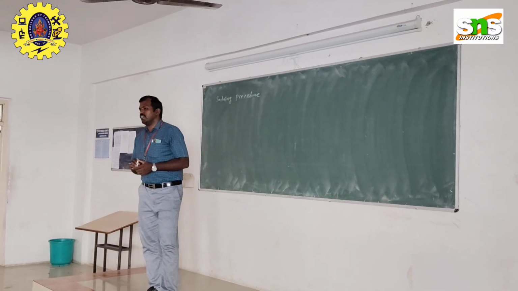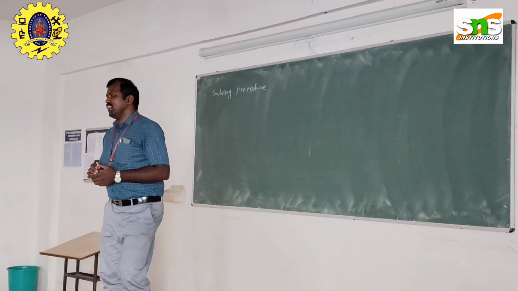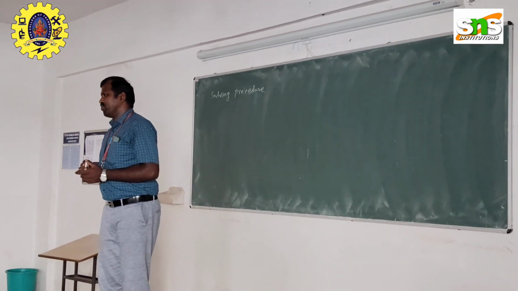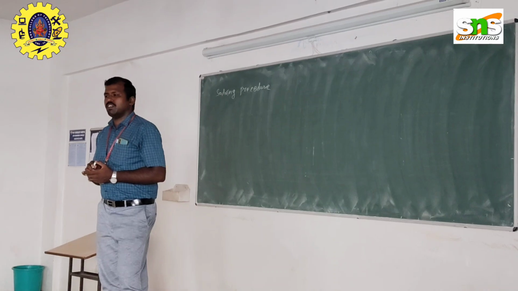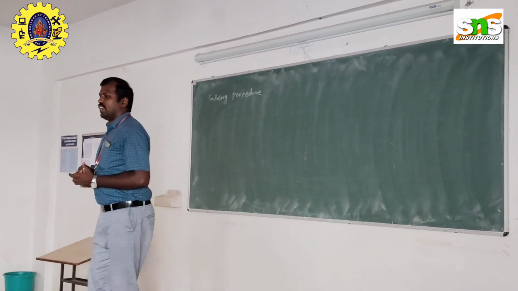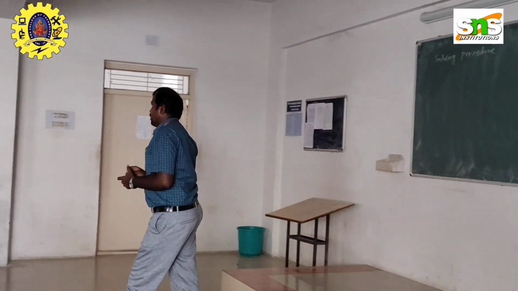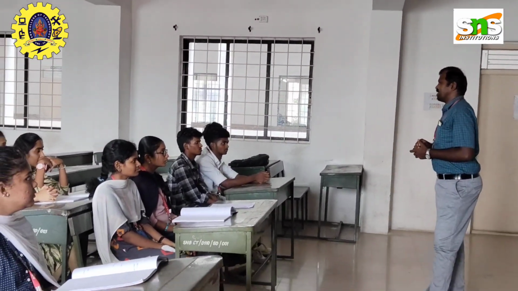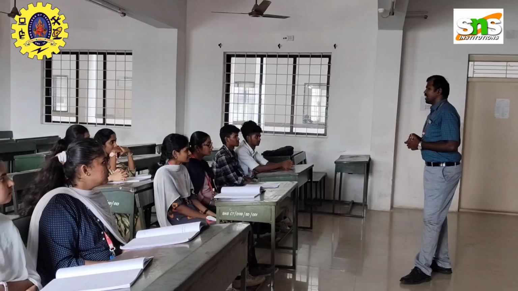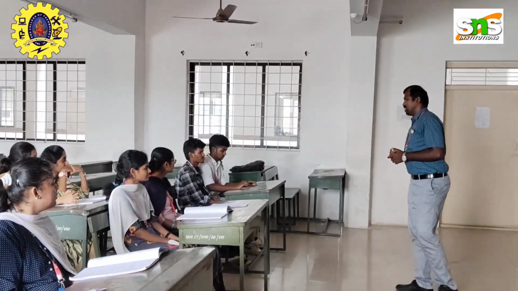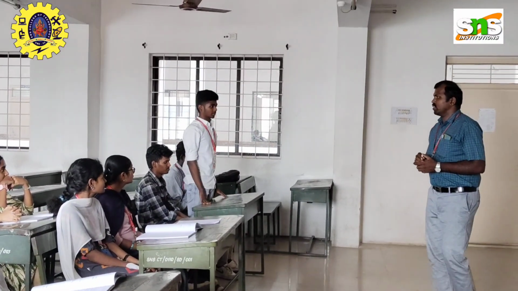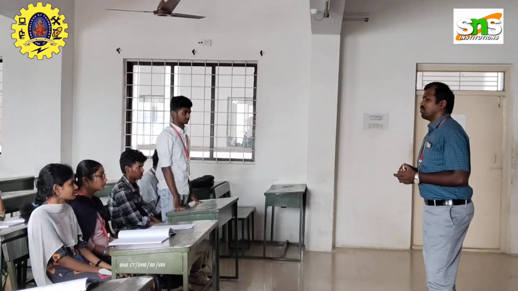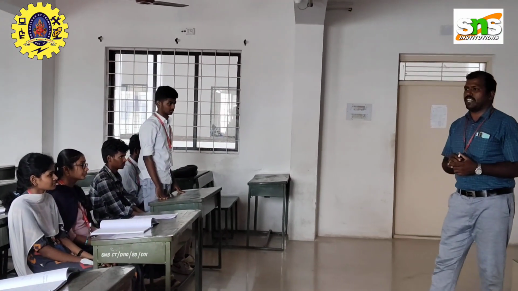Today we are going to the topic randomized block design, the solving procedure of randomized block design. Already we have seen the topic completely randomized design. Anybody knows the correction factor formula for CRD, completely randomized design? The correction factor formula is T square by n.